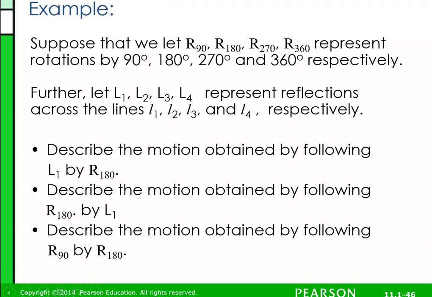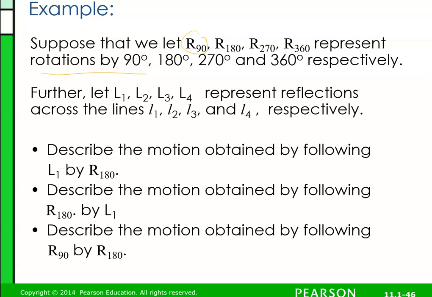So suppose that we let R90, R180, R270, and R360. So that's a little bit of notation there. The first one is rotation. This R90 is rotation by 90 degrees. Obviously, the next one is R180, so that's a rotation by 180. This is a little shorthand of how we write those rotations.